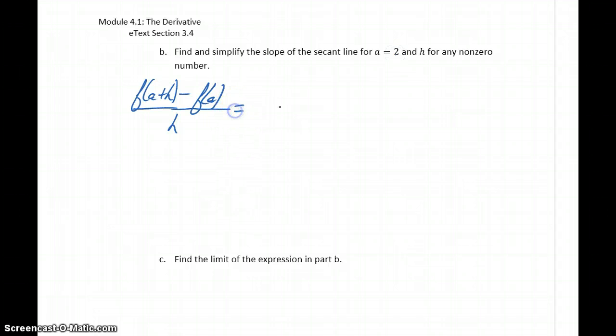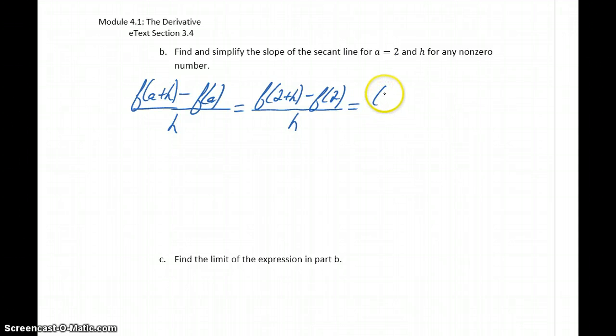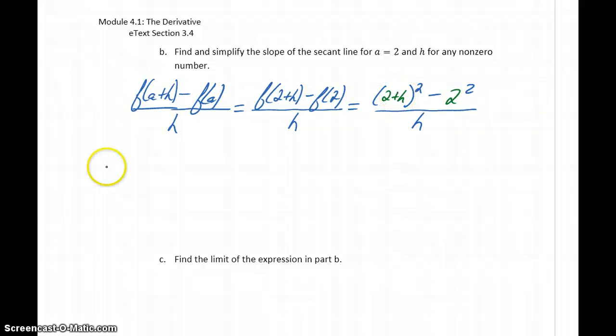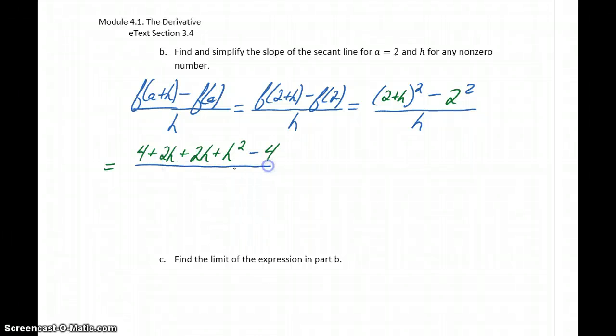We're given that a equals 2, so this is going to be f of 2 plus h minus f of 2 divided by h. So we're still substituting into the function x squared. So this is going to be 2 plus h, that quantity squared, minus 2 squared, divided by h. So now what we want to do is expand 2 plus h squared and see what we can simplify. So this is going to be 4 plus 2h plus 2h plus h squared minus 4, all over h.